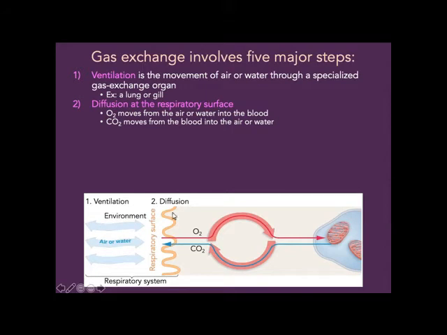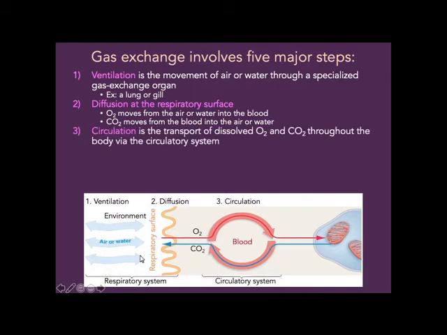All right. At the respiratory surface, so it could be a lung or a gill, actually even in some species it could be the skin, right? Diffusion occurs. So oxygen is moving from the air or the water into the blood. There's more oxygen outside than inside, so the oxygen is coming in. There is more carbon dioxide inside than outside, so the carbon dioxide is going out.